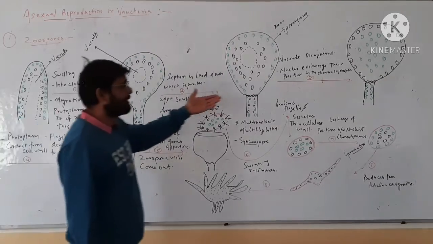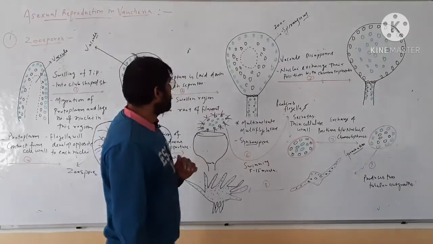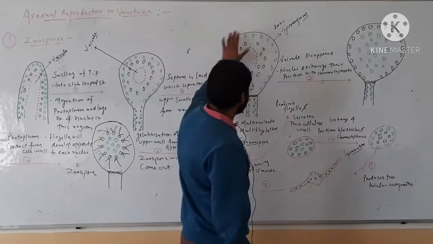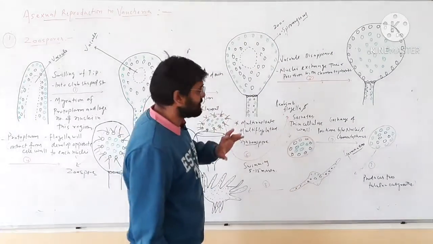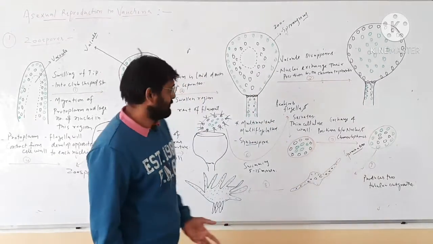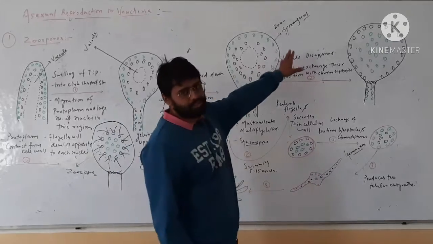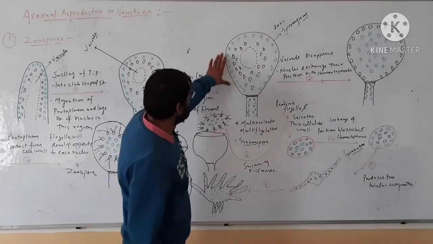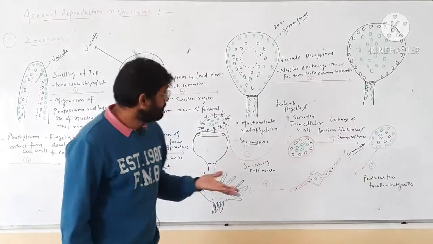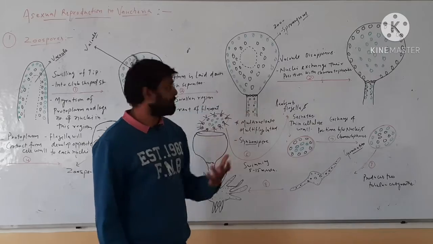Now the septum is laid down which separates it from the lower part. After formation of the septum, it becomes a rounded structure, and this structure in future will form zoospores. Any structure that contains zoospores is called a zoosporangium. So now this swollen part becomes a zoosporangium after the septum is laid down.